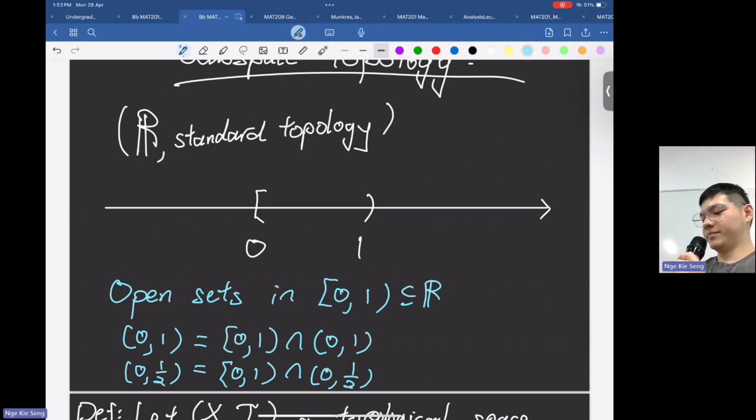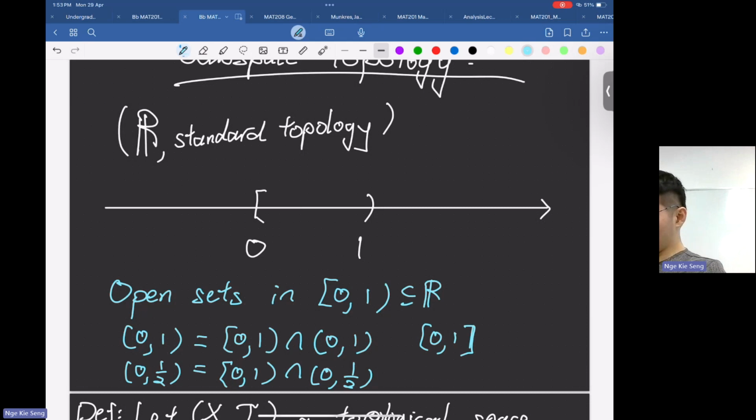Let me change to another question. Why is the half-open interval from 0 to 1 open? Simple. Why is this open? I just introduced the definition, right? So you should be able to write it down as the subspace intersect with some open set in the larger space, the ambient space. How?